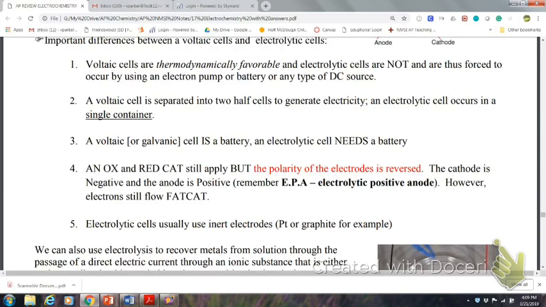An ox and red cat still apply. Anode is still where the oxidation happens. Reduction still happens at the cathode, but the polarities are reversed. So in this case, in an electrolytic cell, the cathode is negative and the anode is positive. And there is that little mnemonic device we had, EPA, for electrolytic positive anode. However, in both cells, the electrons still flow anode to cathode, so you still will get a fat cat.